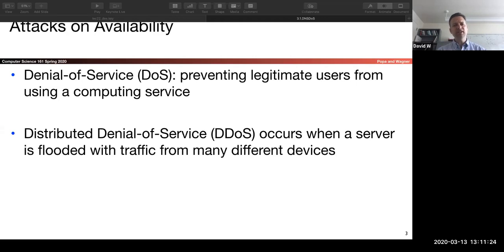And we'll also talk about distributed denial of service attacks, which are a type of denial of service attack that involves many, many machines all cooperating, many malicious machines all cooperating to try to mount a denial of service attack. So that's the topic for today.